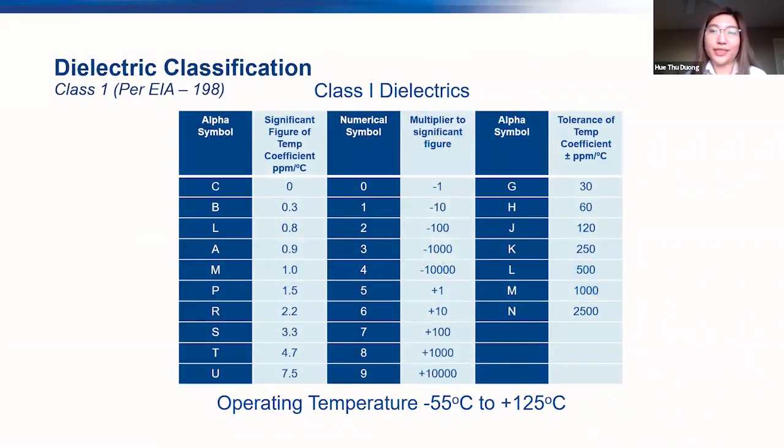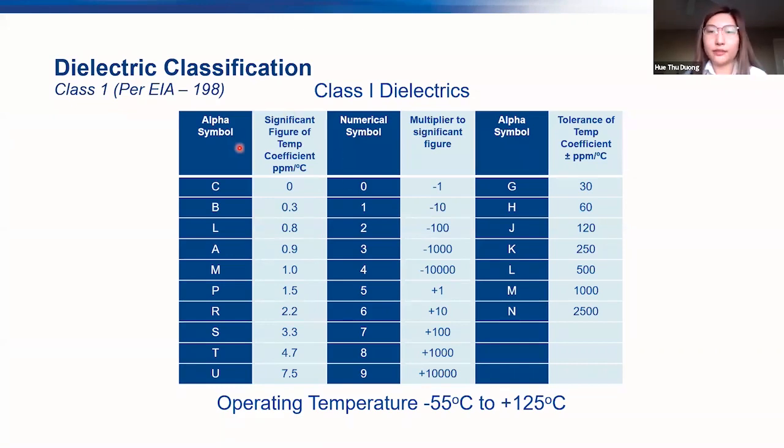As mentioned before, dielectrics are classified by a 3-character system, which defines the temperature coefficient of capacitance. Class 1 dielectrics have a temperature range of -55 degrees C to 125 degrees C, and the 3 characters define how much that capacitance can shift over that temperature range. Since class 1 capacitors are considered very stable, their capacitance change is given in parts per million, or ppm, and not percentage.